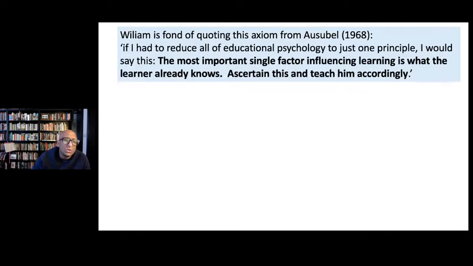Okay. So he's really fond, I brought it up in an earlier podcast, of this quote from Ausubel from 1968. If I had to reduce all of educational psychology to just one principle, I would say this: the most important single factor influencing learning is what the learner already knows. Ascertain this and teach him accordingly. I think this is a very powerful phrase. I think it's something to think about a lot.